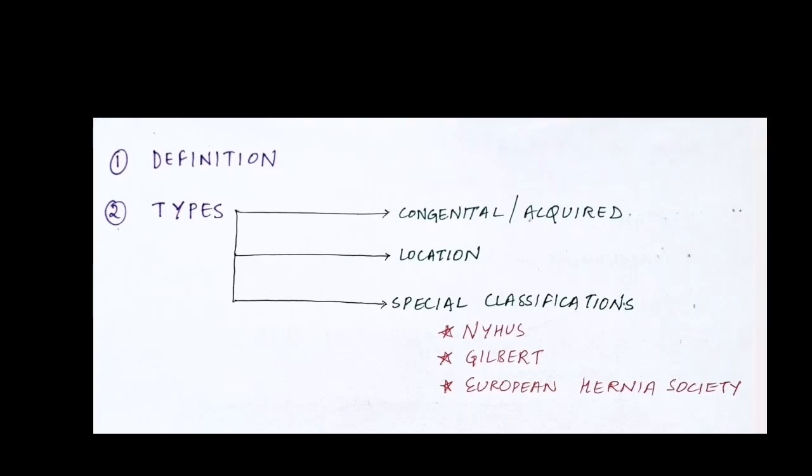Hernia can be defined as an abnormal protrusion of a part or a whole of the viscus through an opening in the walls of the cavity that contain it. The important point in this definition being it's an abnormal protrusion and also it's through the walls that contain it.